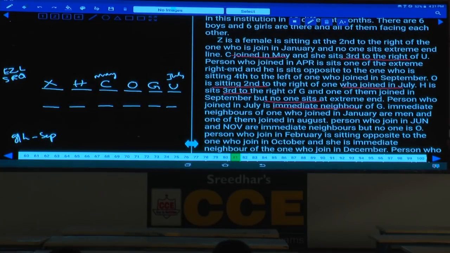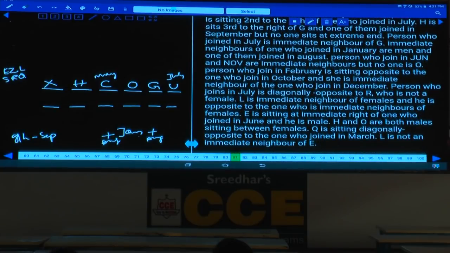The immediate neighbors of the one who joined in January are males, and one of them joined in August. The immediate neighbors of the one who joined in Jan must be males, isn't it? And one of them is in August. Either this person is in August or this person is in August. One of them is in August.